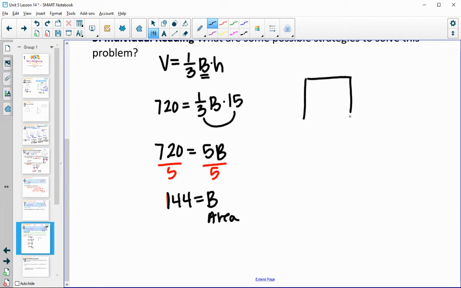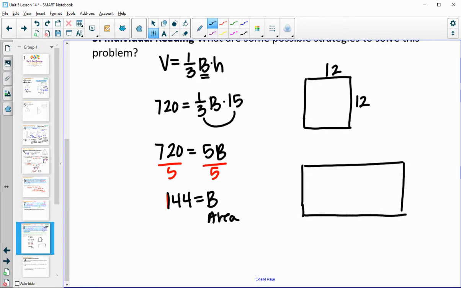So maybe you created a square. Maybe you noticed that 144 is a perfect square number, so you decided to do a 12 by 12 square. You could have done any rectangle that multiplies to 144. So maybe you divided 144 by 4, so you knew that it was 4 by 36. Or maybe you did 144 divided by 6, so then it would have been a 6 by 24 rectangle. Okay, you could have done quite a few.